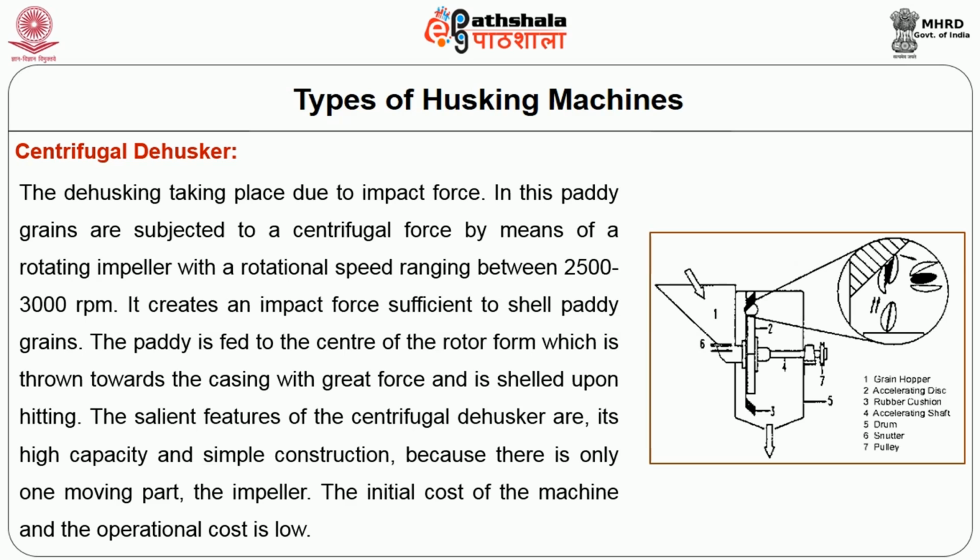It creates an impact force sufficient to remove the husk from the paddy grain. The paddy is fed to the center of the rotor, which is thrown towards the casing with great force and is shelled upon hitting. The salient features of the centrifugal dehusker are its high capacity and simple construction, because there is only one moving part, that is the impeller. The initial cost of this machine and the operation cost is very low.